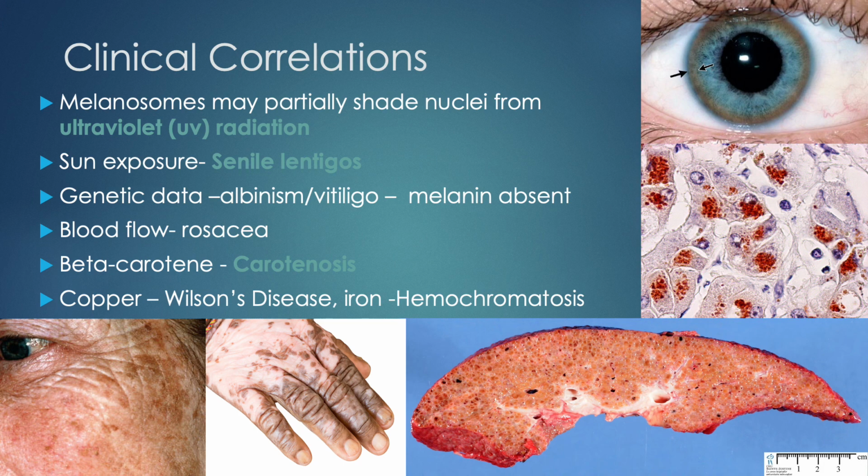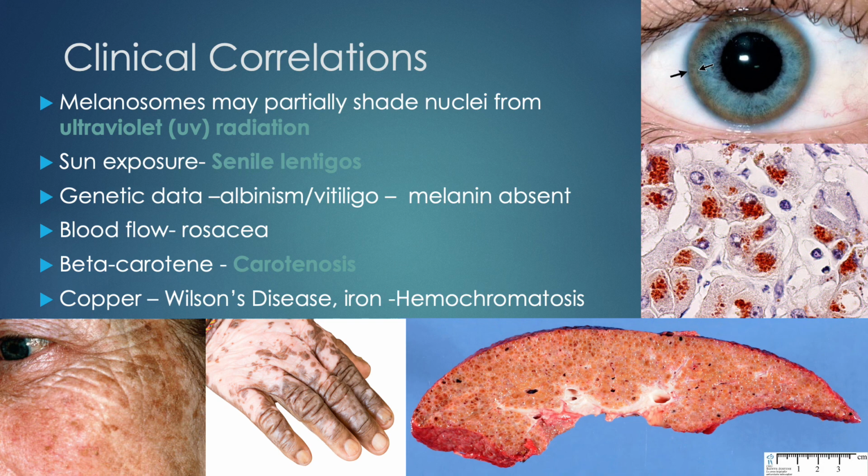Rosacea is also another clinical correlation. That's when you can have some considerable redness in the face, and that's affected by blood flow. Beta carotene, if it's too high, can actually cause something called keratinosis. If you eat far too many carrots, you can absorb too much carotene into your skin and develop an orange pigment to your skin.